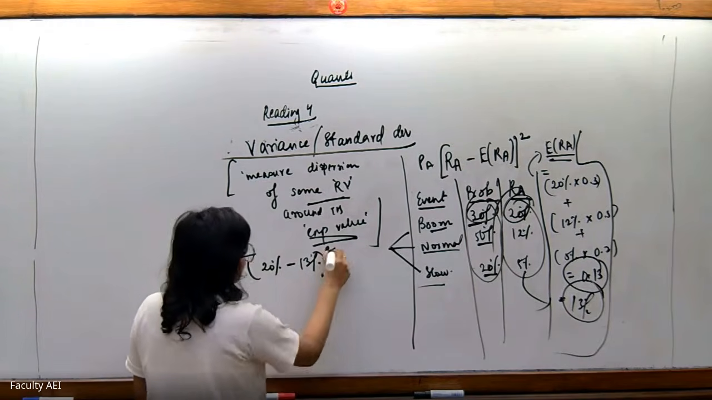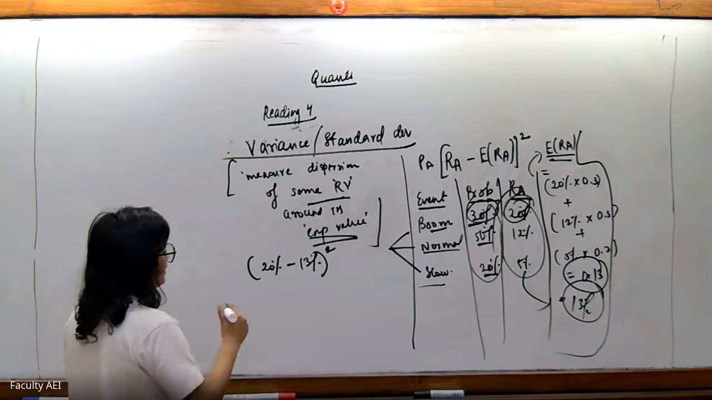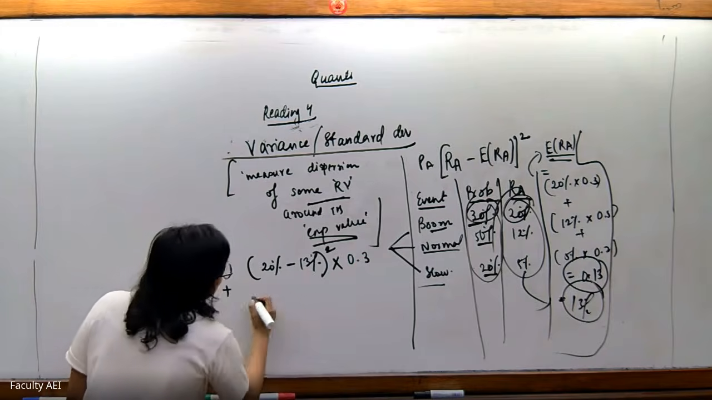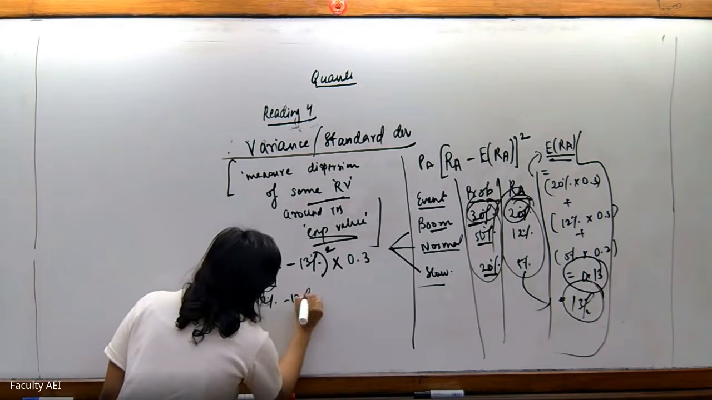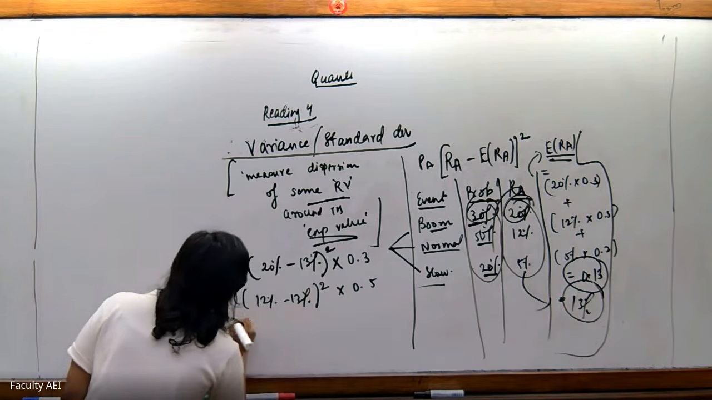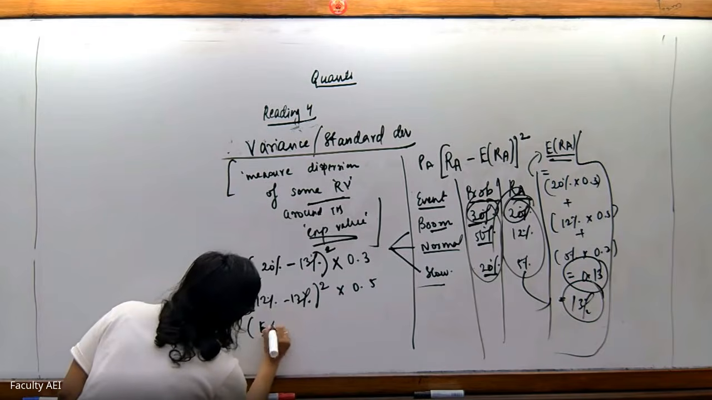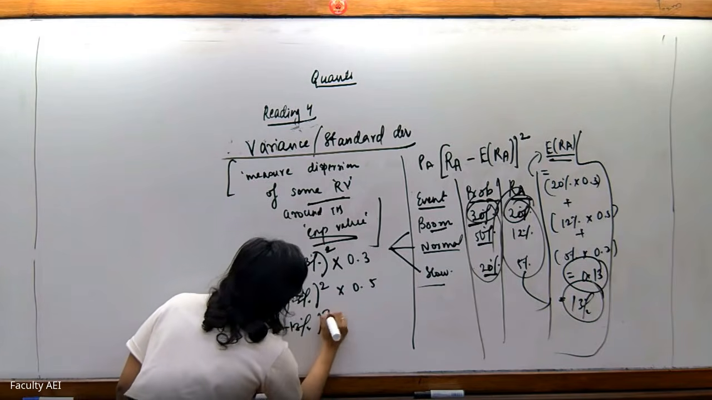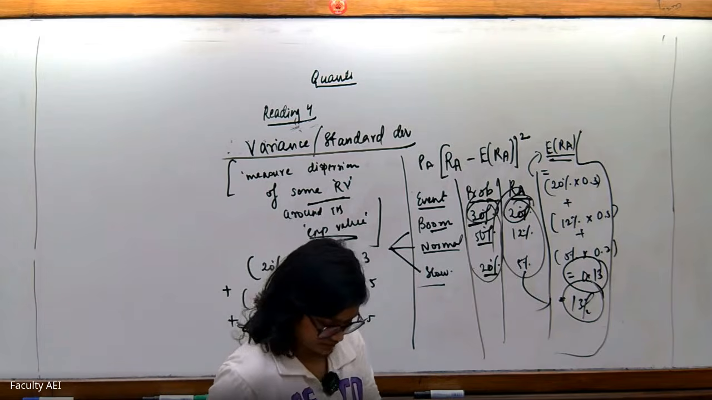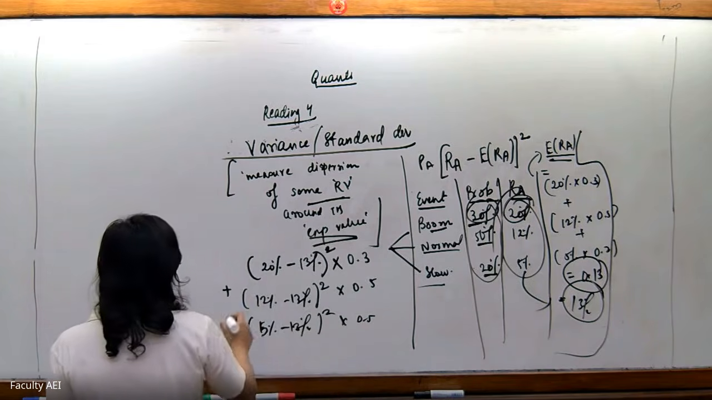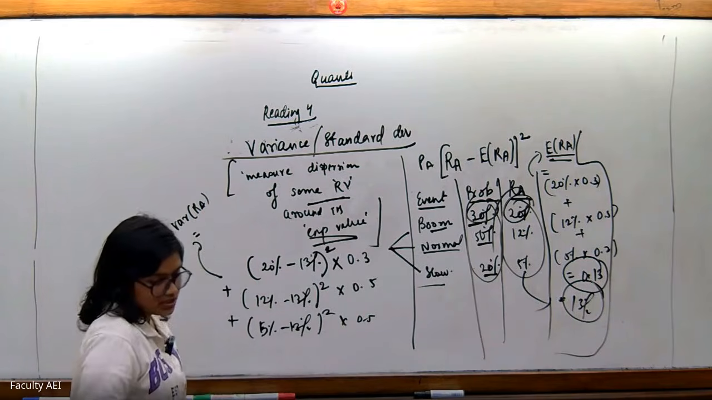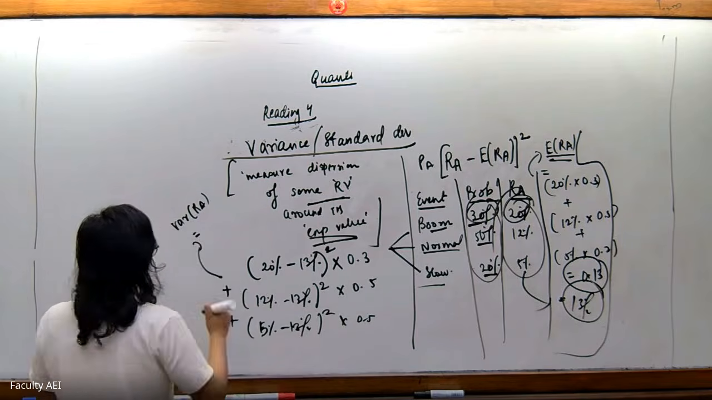For finding out the variance, you square it and multiply it with the probability 0.3. Similarly, 12% minus 13%. Square this, multiply it with 0.5. 5% minus 13% whole square into 0.2. So this will give me my variance of the return A, which is 0.00280.